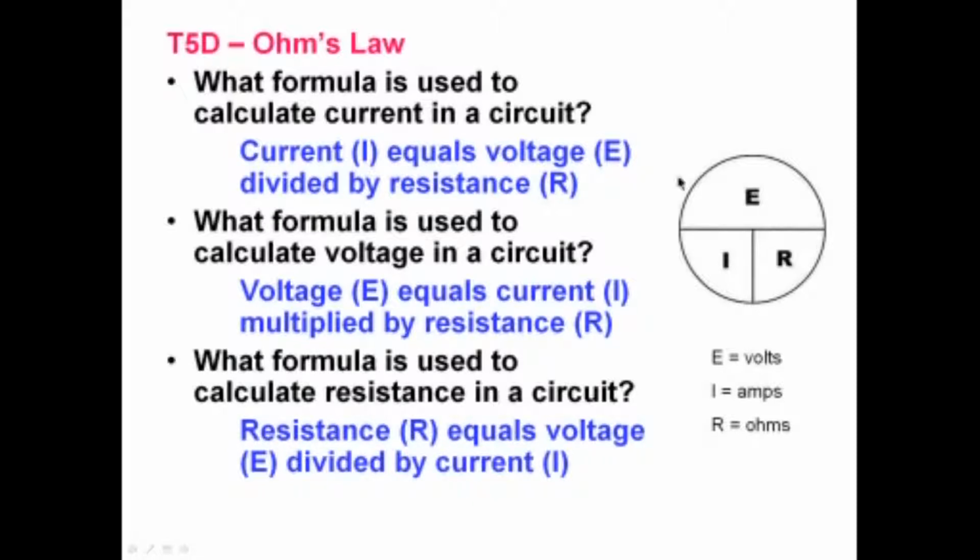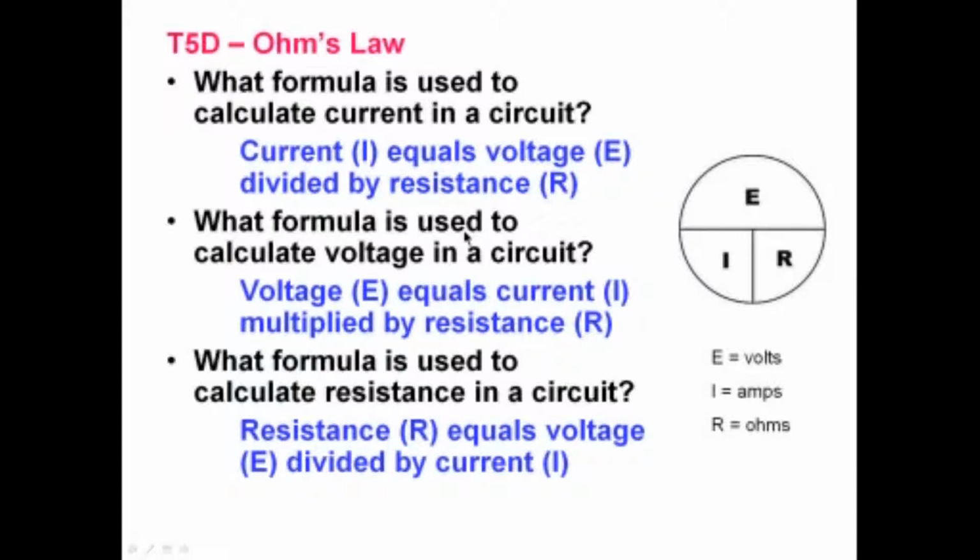Okay? What formula is used to calculate current in a circuit? The current is equal to voltage divided by resistance. Current is equal to voltage divided by resistance. So if I want to find current, I take voltage and divide it by resistance.